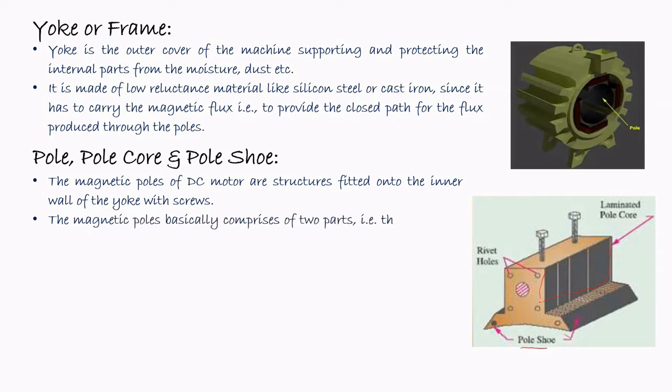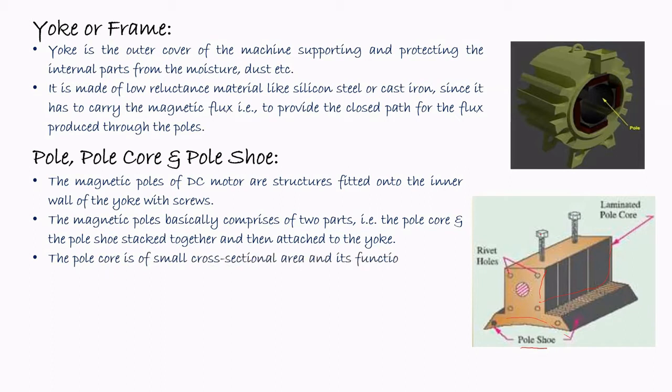The magnetic pole basically comprises two parts, that is the pole core and the pole shoe, stacked together and then attached to the yoke. So in case of pole, it has two components. One is called the pole core, so this rectangular part. Another is the pole shoe, that is this part which is connected with the pole core.